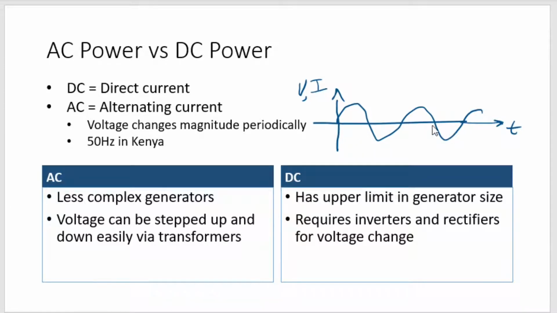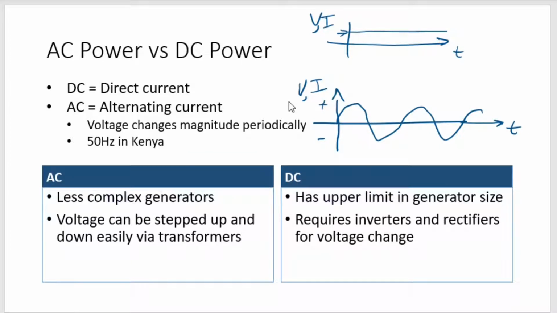Over time, the magnitude of your voltage increases and decreases and goes negative depending on how much time has passed. This is alternating current. Whereas in DC, over time, the value of your voltage or your current is constant. It has a constant magnitude that does not change. I'm sure we're all familiar with this.